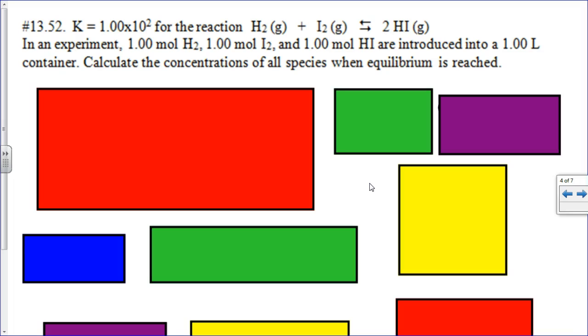All right, so we've got to figure out how to get there, or in other words, which way is this going to shift first. Okay, so go ahead and set up a Qp expression for this equation. You can pause the video.